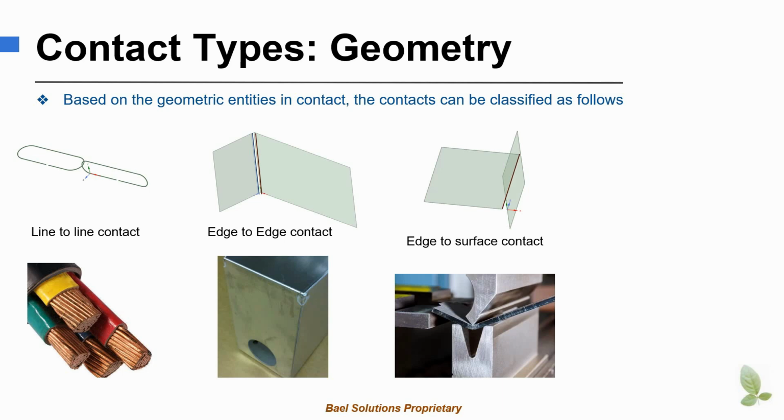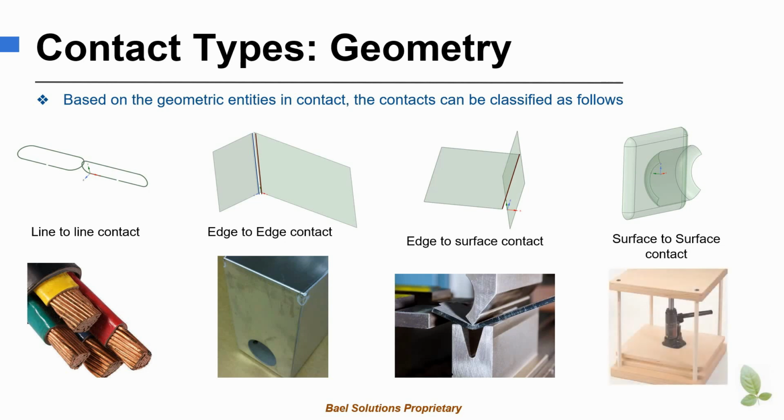The fourth type of contact is surface-to-surface contact. In this type of contact, two surfaces come in contact with each other. An example of this type of contact is plywood sheets pressed against each other.